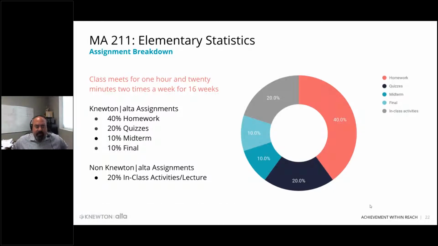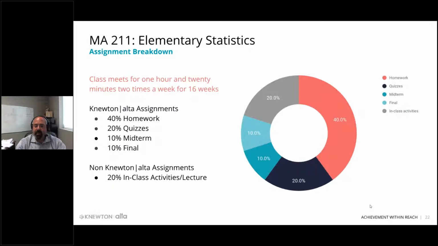Then the non-Knewton Alta assignments that I've been able to do, which has really been helpful for me, is 20% in-class activities. What that means is we meet twice a week for 1 hour and 20 minutes. That's for the 16 weeks, and the 16th week is our finals week. So I don't have a lot of time with them.